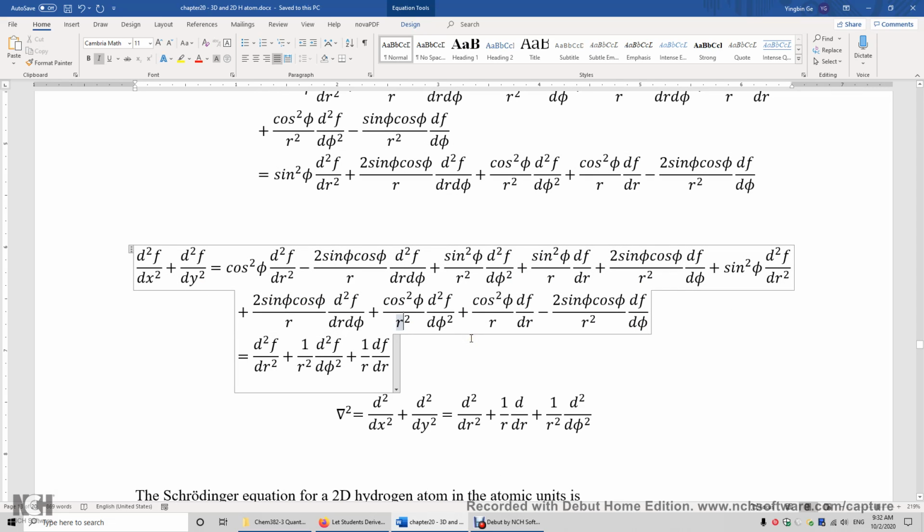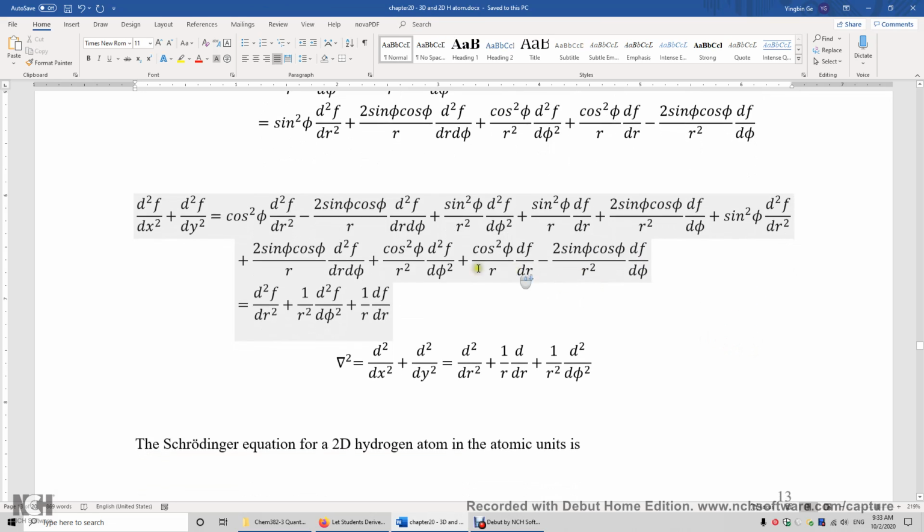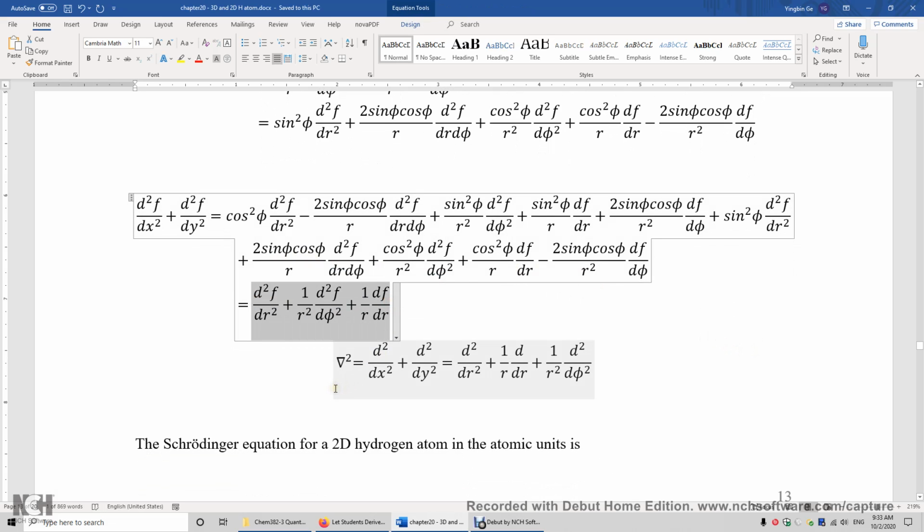The reason is very simple. Many terms cancel. So for example, this term and this negative term and this positive term cancel. Okay? And this negative term and this positive term cancel. And also, you know, sine phi squared plus cosine phi squared is 1. So, we got this expression. All right? And then this is the two-dimensional Laplacian in the xy coordinates, in the r and phi polar coordinates.